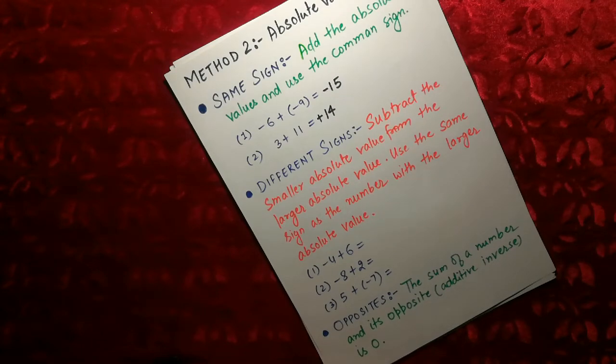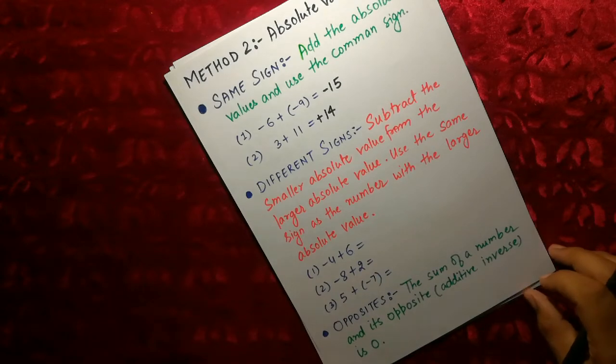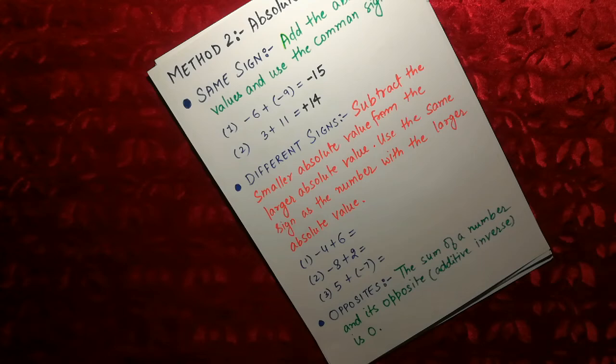Now the second case: if the values have different signs, subtract the smaller absolute value from the larger absolute value. Use the sign of the number with the larger absolute value. What we do is take the absolute values of both numbers, subtract the smaller absolute value from the larger absolute value, and use the sign of the number with the larger absolute value.